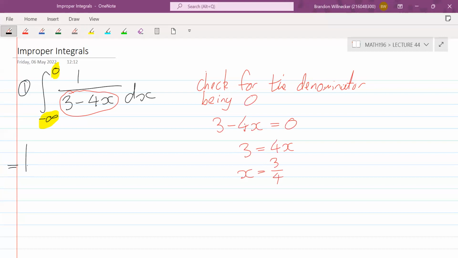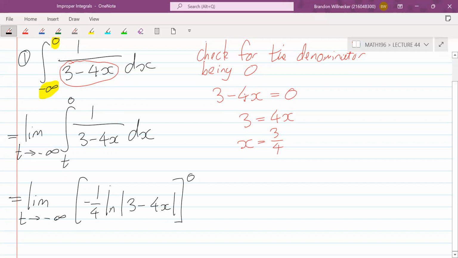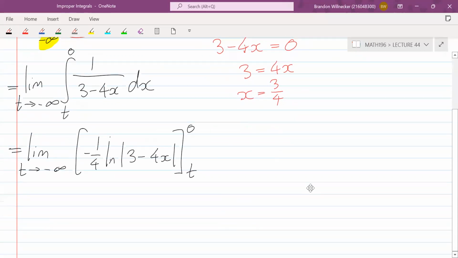So we can write this as the limit as t goes to minus infinity of the integral from t to 0, 1 over 3 minus 4x dx. We can integrate this. This is going to be the limit as t goes to minus infinity of minus 1 over 4, the natural log of 3 minus 4x, with upper bound 0, lower bound t. Now we can substitute the bounds, so we get a function of t, and then we take the limit.